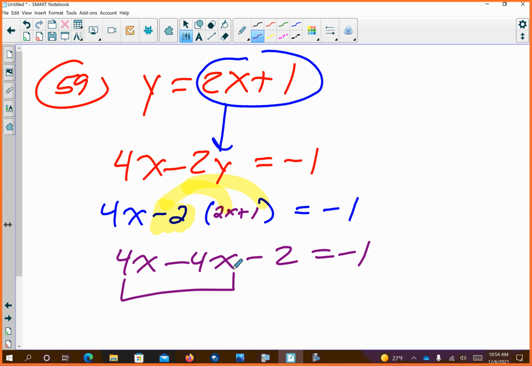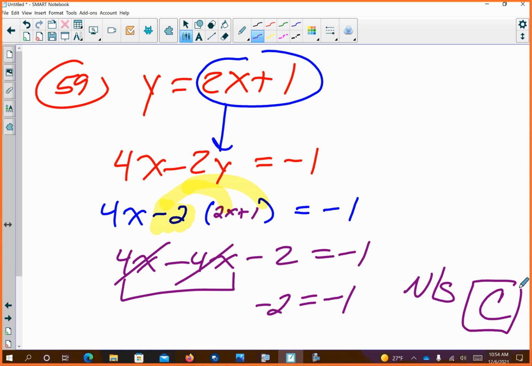What happens to those? They cancel out. So we somehow magically found out that -2 is equal to -1. No, that's a no solution, which looks like answer C. What would the answer have been if it was negative 2 equals negative 2? Infinite solution. Okay.